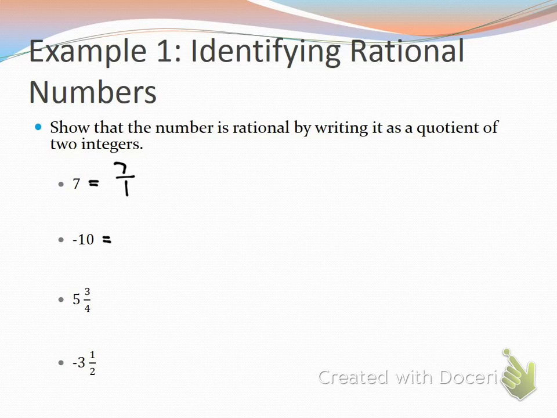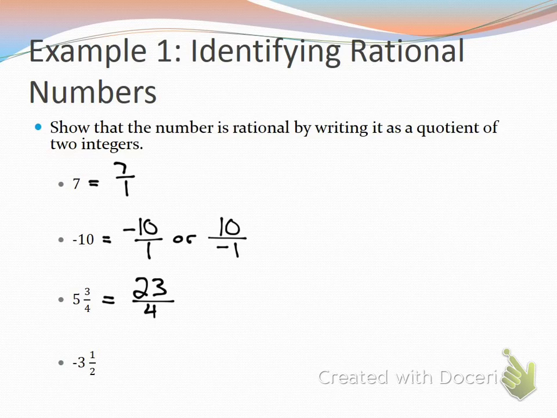Okay, so I just have the question, can it be negative? Yes, it can be negative. However, the negative has to be attached to numerator or denominator. It cannot be in front of the fraction. It's got to be either attached to the numerator or the denominator. Doesn't matter which one. Now on the third one, I need to change this to an improper fraction, and then it will be written showing that it's rational. Okay, so what's it going to be?